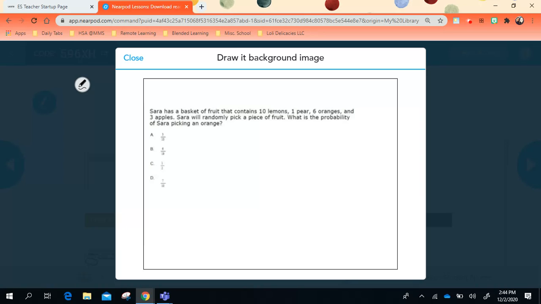So it says Sarah has a basket of fruit that contains 10 lemons, 1 pear, 6 oranges, and 3 apples. Sarah will randomly pick a piece of fruit. What is the probability of picking an orange? So if we answer with our answer over total, what is our answer? How many oranges are there? Go for it.